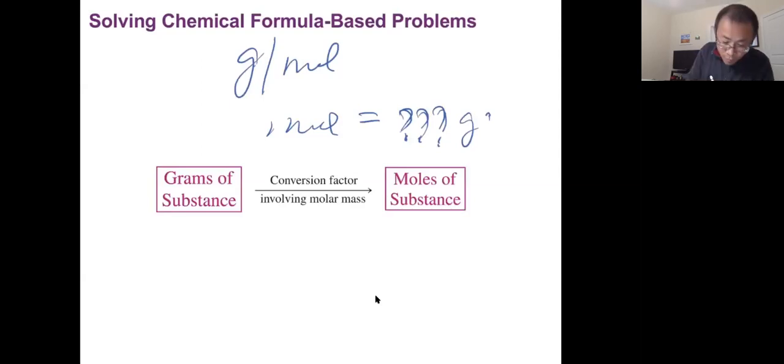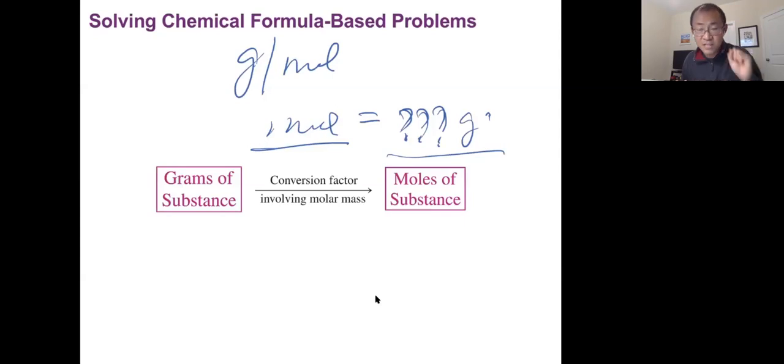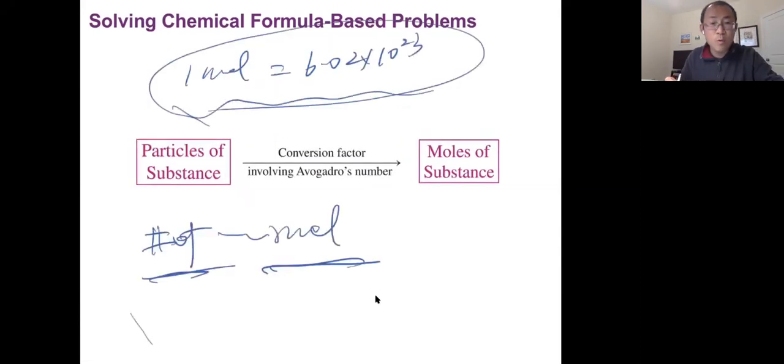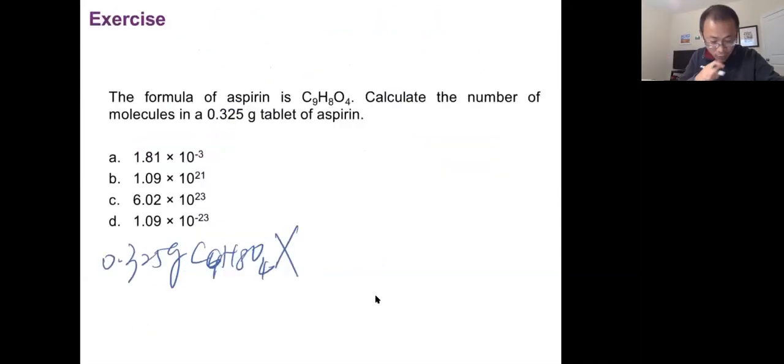How do we convert grams to moles? Moles and grams, what do I use? Molar mass is the one I use. So that means in this question I need to use two conversion factors. Molar mass as a conversion factor, and 1 mole equals 6.02 times 10 to the 23rd is another conversion factor. So let's start now. Once we analyze backwards, we can go forward.